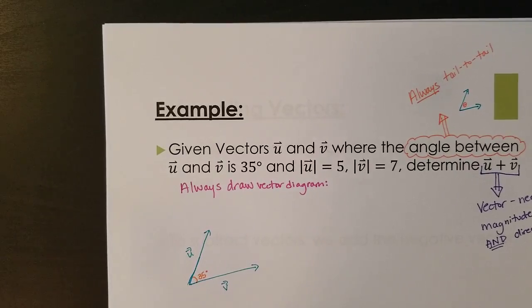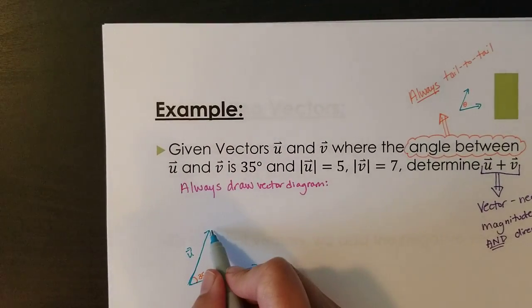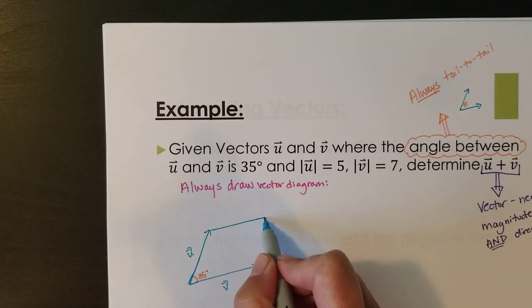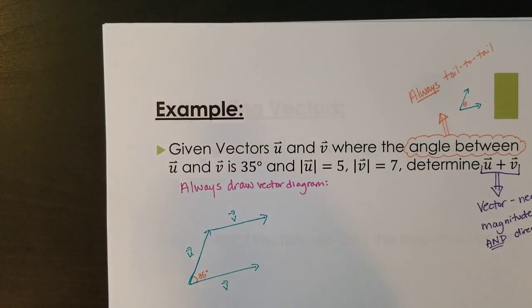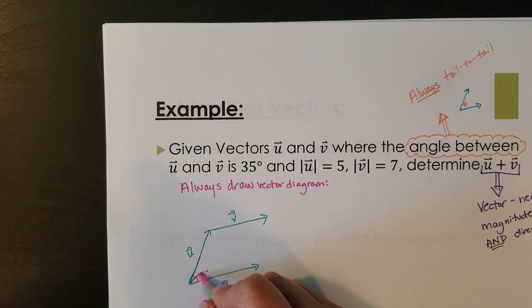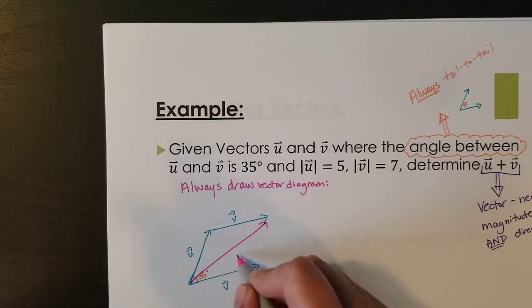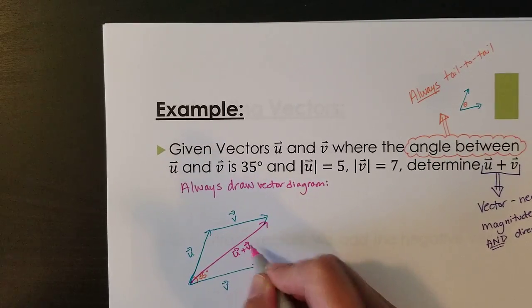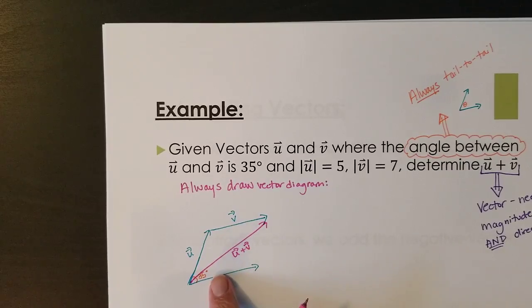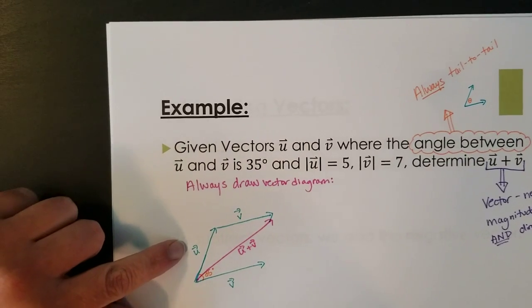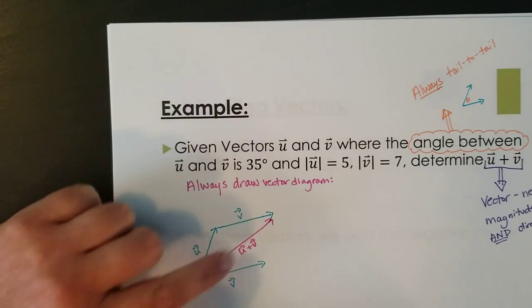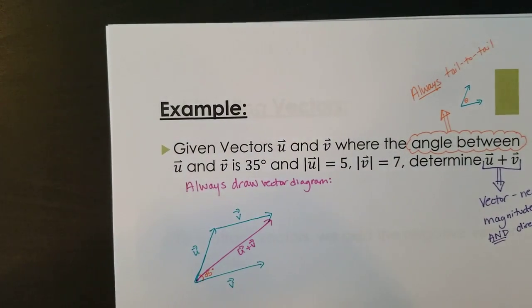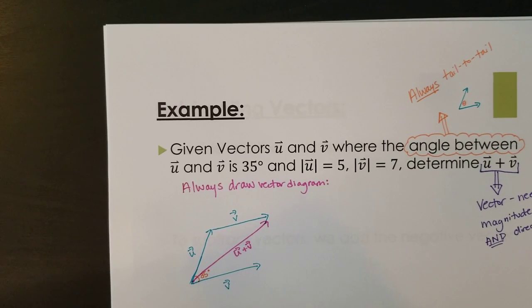So I need to translate one of these vectors, I'll pick vector v, and translate it up this way so that I can have my resultant or sum. I'm going to draw a new vector in here and label that u plus v. Okay, so I have a triangle here and I know the magnitude of u is 5. So on this side, it's going to be a 5. And the magnitude of v is 7. And I want to find the magnitude and direction of that pink resultant vector.